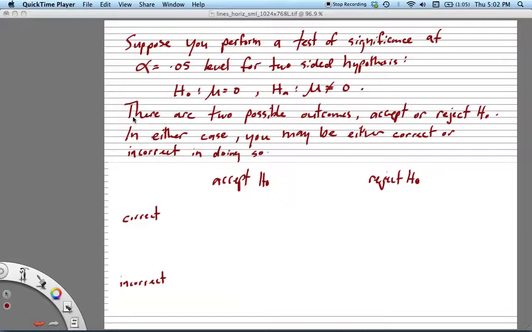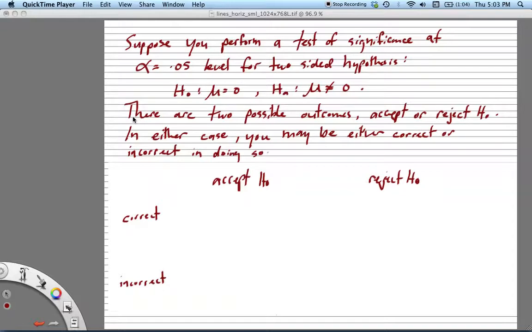Suppose you perform a test of significance at the alpha equals 0.05 level. This is our standard level of significance for a two-sided hypothesis test where the null hypothesis is that the population mean is equal to 0, and the alternative hypothesis is that it is not equal to 0. So it's a pretty standard situation. As we'll see, these specific null and alternative don't really matter. This applies generally, but I just wanted to give you something to picture in your head.